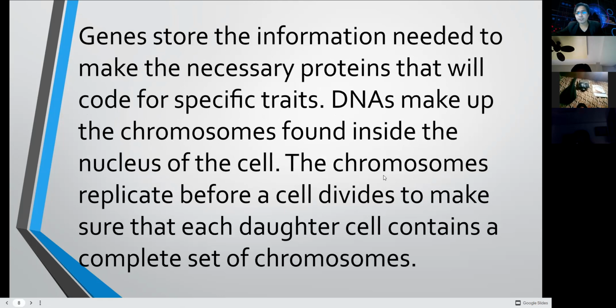Genes store the information needed to make the necessary proteins that will code, take note, for specific traits. DNA makes up the chromosomes found inside the nucleus of each cell. The chromosomes replicate before the cell divides to make sure that each daughter cell contains the complete set of chromosomes. Later on, in your higher years, you'll be discussing the cell cycle, and you will know why the DNA needs to replicate before cell division.